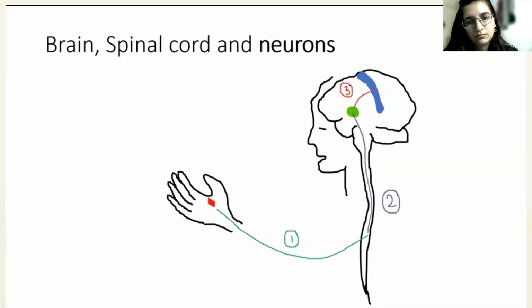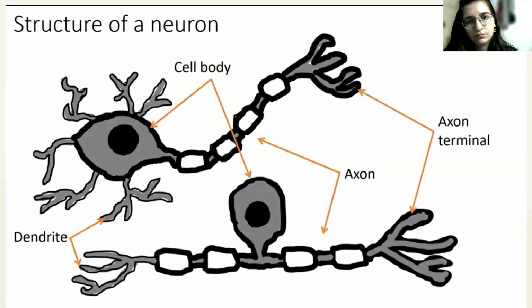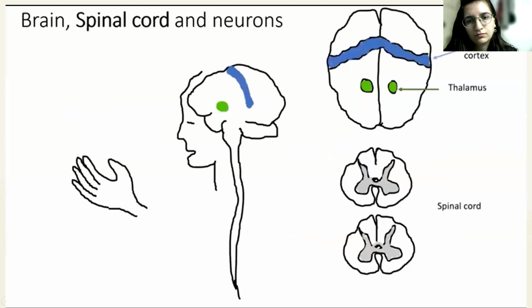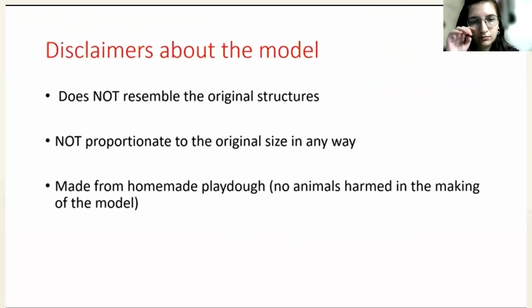A typical neuron structure looks something like this. The sensory neuron looks like that. So neurons have dendrites, cell body, axons, and axon terminal. The dendrites receive the message, and the axon terminal passes on the message. The cross-section of a spinal cord looks something like this. So the second-order neuron passes through it in such a manner. Now I'm going to show you a homemade model, but please pause the video to read the disclaimers.